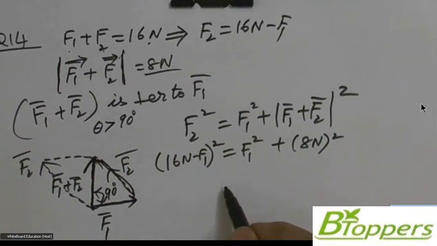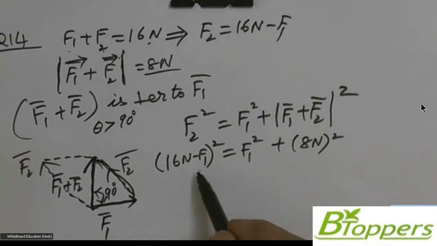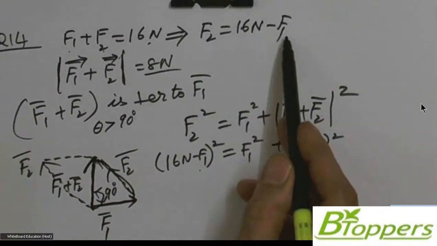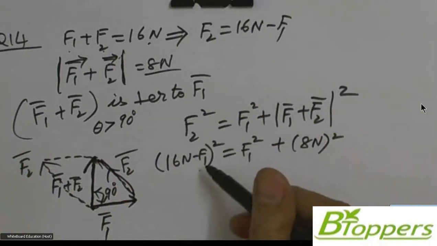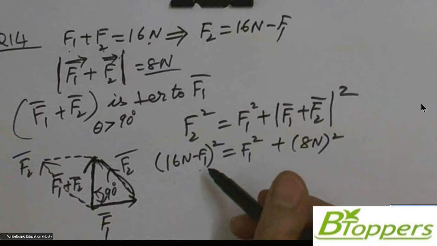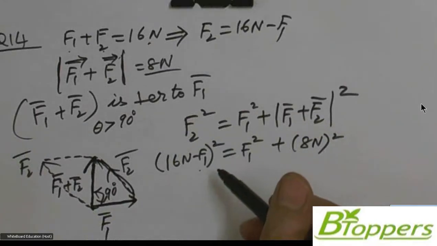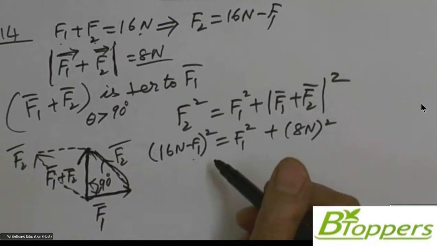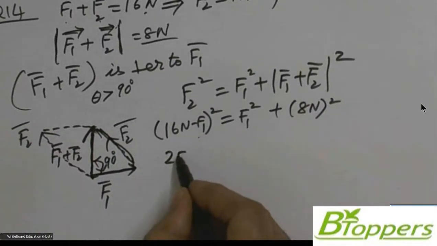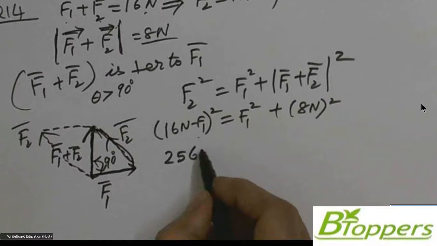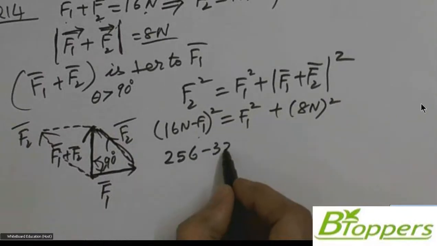So this you can simplify to find f1. After finding the value of f1, you can substitute the value of f1 in this equation to find f2. So those who want to copy the solution of the problem, please start copying the solution. The simplification part, you can try to do it yourself. Need not wait till I complete the simplification part.